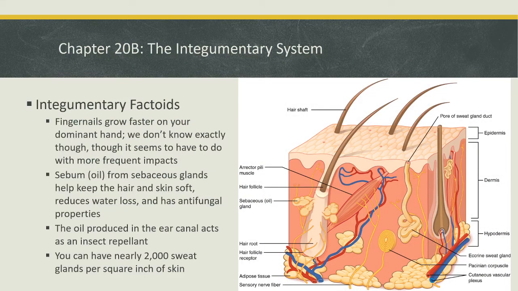All right, some integumentary factoids. Well, first of all, this diagram here before we look at those facts. So if we start at the top here, this would be the outer layer. So you have some hair shafts here. Speaking of hair, let's do video question number 3. How many strands of hair does an average person shed per day? How many strands of hair does an average person shed per day? And the answer is 50 to 150.